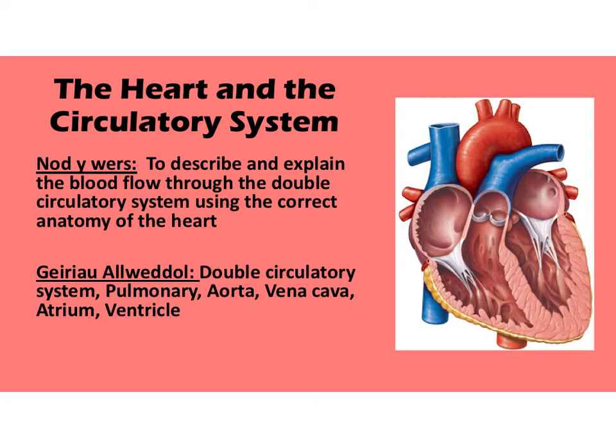So today the lesson is about the heart and the circulatory system. Your learning objective for today is to describe and explain the blood flow through the double circulatory system using the correct anatomy of the heart. So we're going to look at the double circulatory system, the blood flow, and the structure of the heart. Your keywords for today are double circulatory system, pulmonary, aorta, vena cava, atrium, and ventricle.